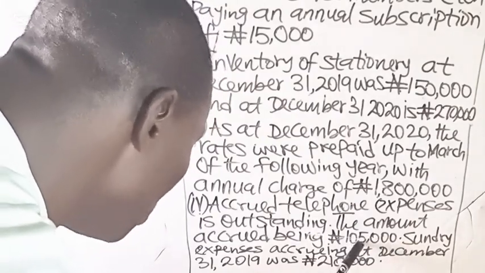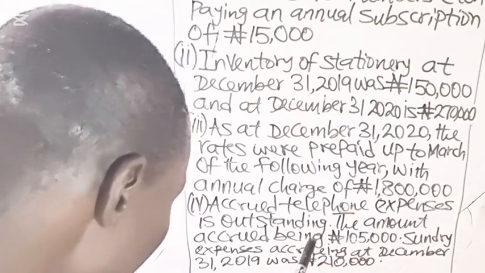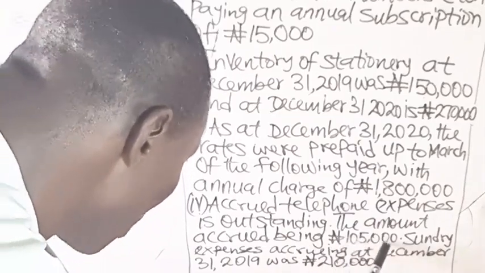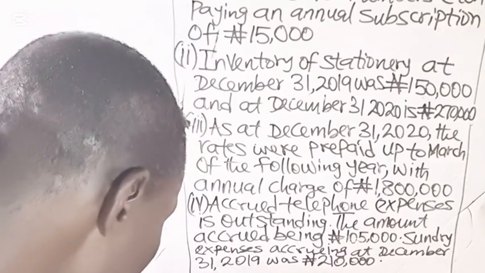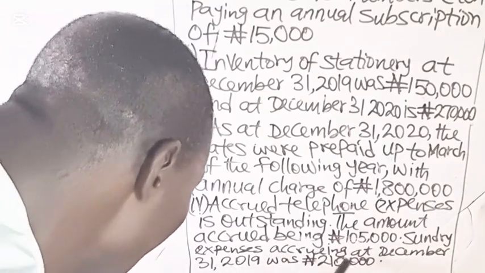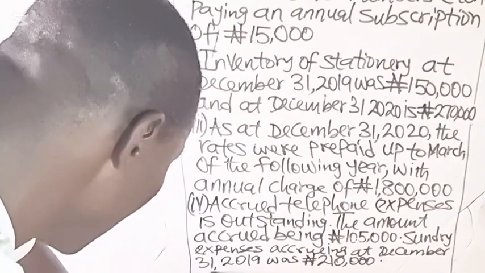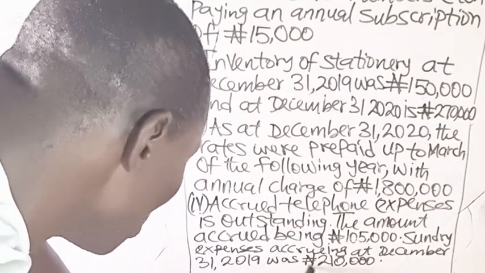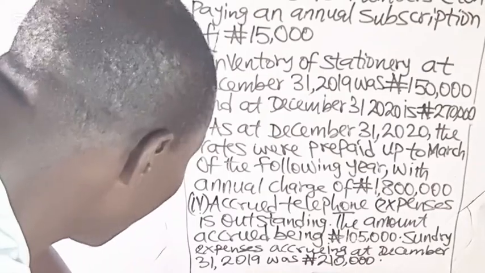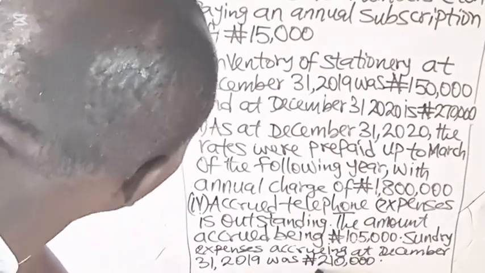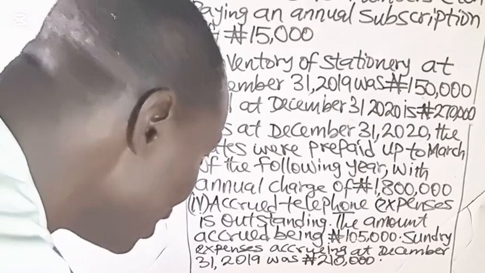That means we need to add this to telephone expenses that will be reported in the income and expenditure. This will be added since this is meant for the year. Why sundry expenses? Sundry expenses accrued at December 31st, 2019 was 210,000. This is meant for the previous year, not for the current year. So in that case, since it was outstanding in the previous year and it has been included in the sundry expenses page for the current year, you will subtract this one from the sundry expenses for the current year. So it will not be added.